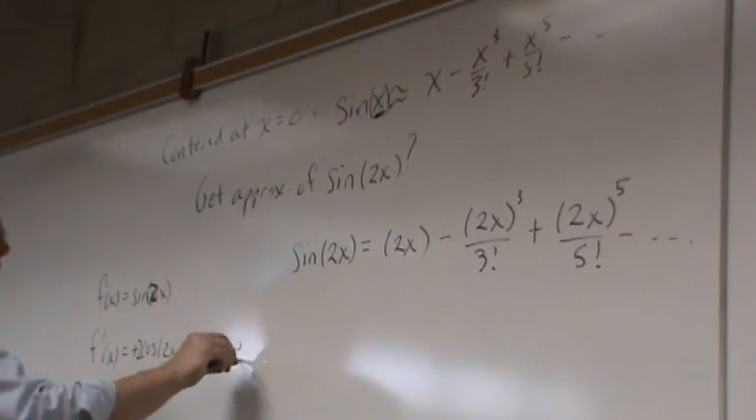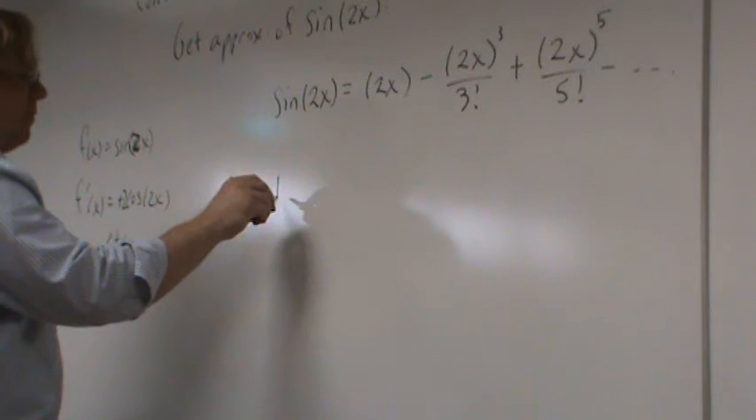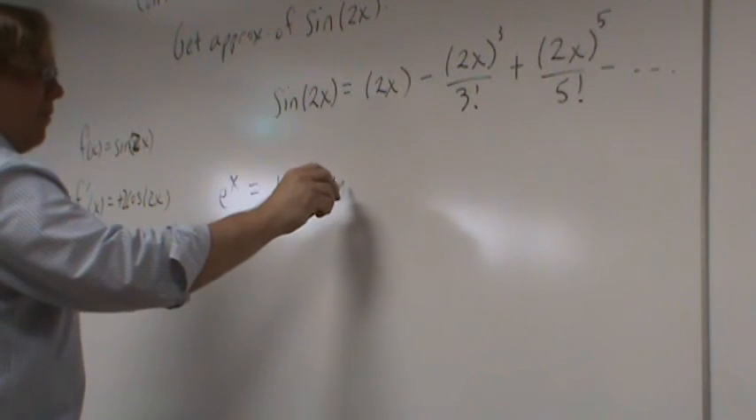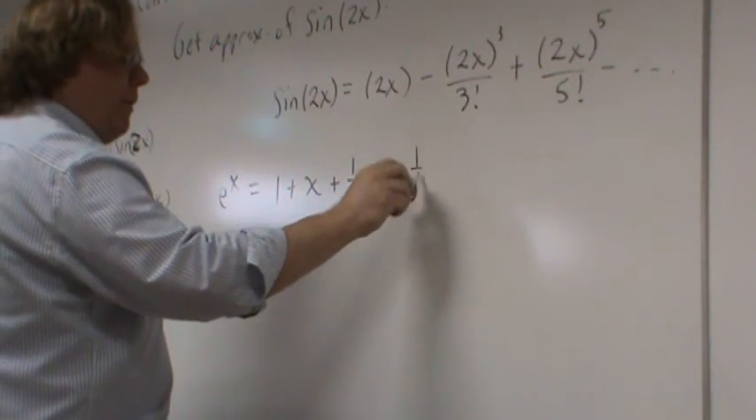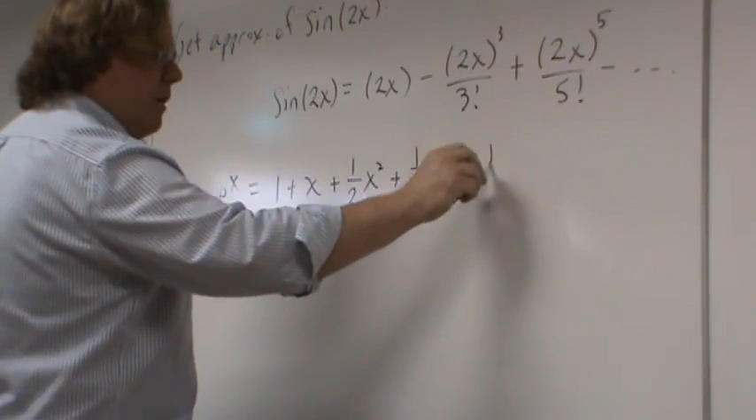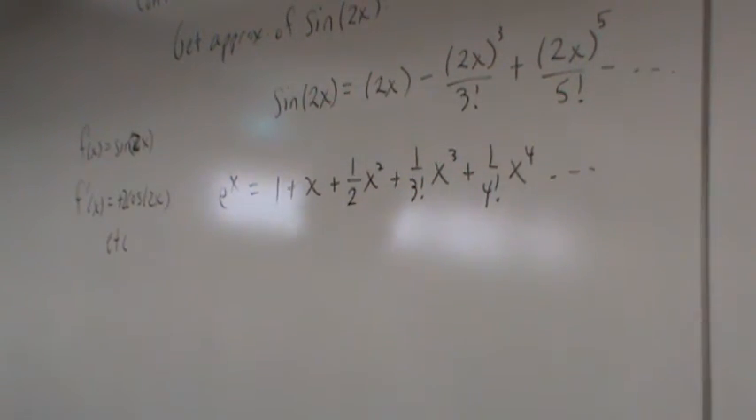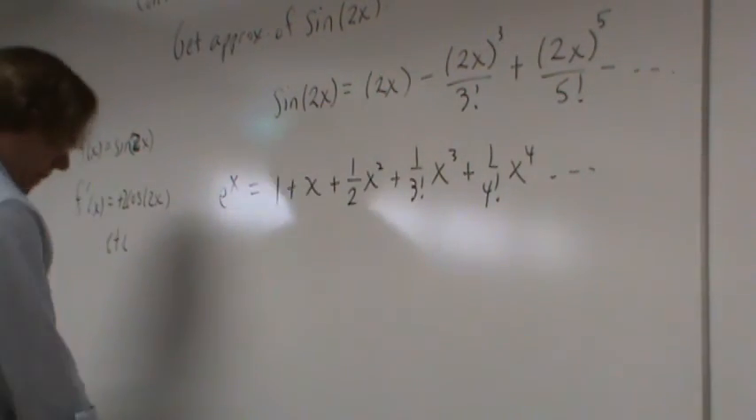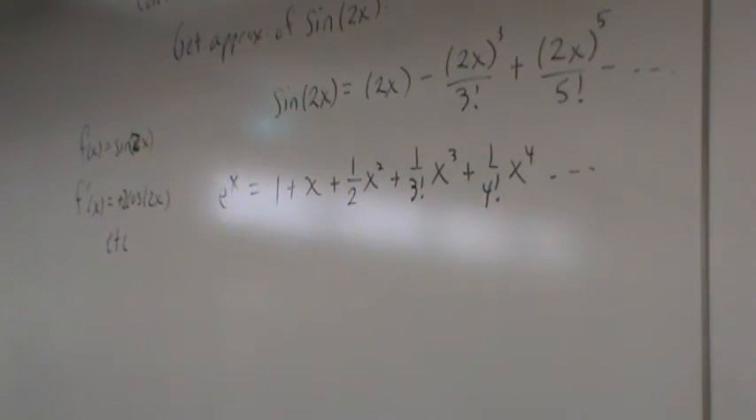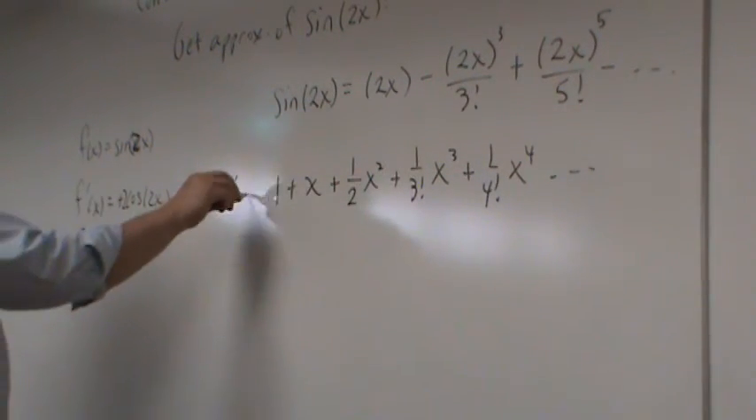Do you remember how for e to the x, the functional value and all its derivatives are 1? So that e to the x is 1 plus x plus 1 over 2 x squared plus 1 over 3 factorial x to the third plus 1 over 4 factorial x to the fourth. Okay? Do you remember that? And by the way, this is an approximation. I'm feeling stressed because I'm running out of time, because we're out of here in 2 minutes.